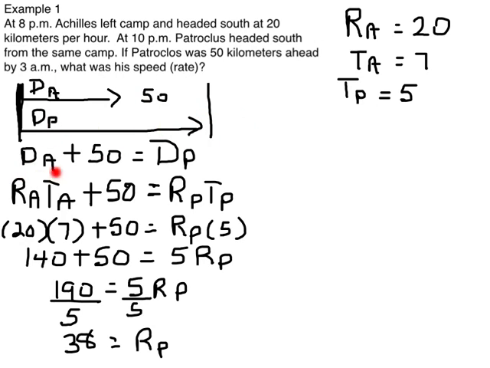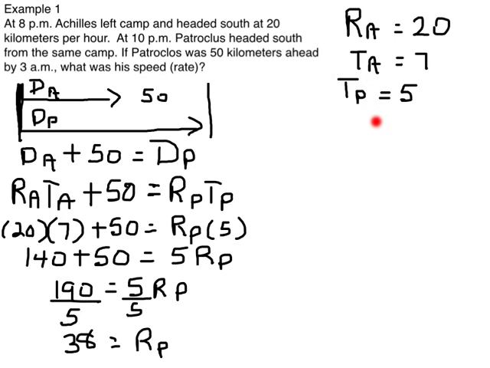All right, so we're going to set it up. The distance of Achilles plus 50, the amount that Patroclus got ahead, is the distance of Patroclus. And then we're going to change distance to rate times time, and then set up the very same equation. Then we're going to start pulling out what we can substitute in.